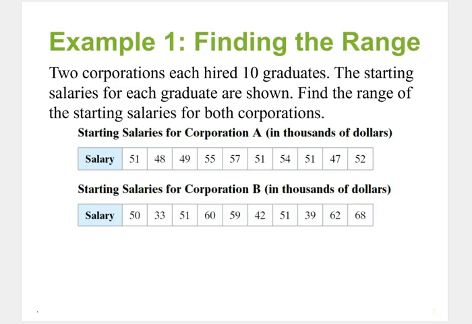So if you'll notice for Corporation A, let's start there. The largest salary was $57,000. And we're going to subtract the lowest salary, which was $47,000. So Corporation A has a range of $10,000 in their salaries from the lowest to the highest for starting salaries. Now let's look at Corporation B.